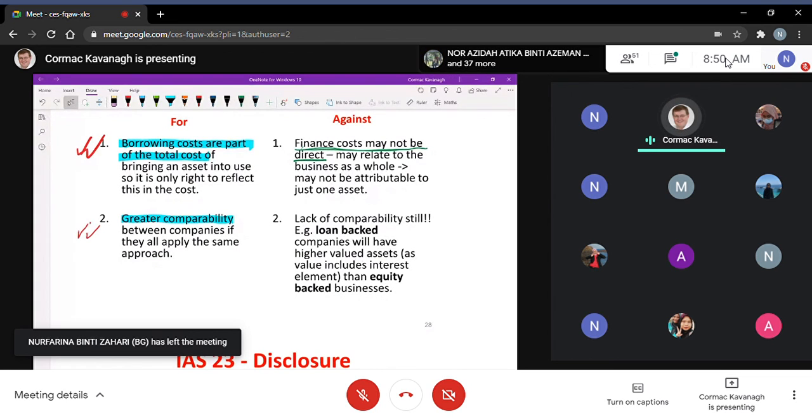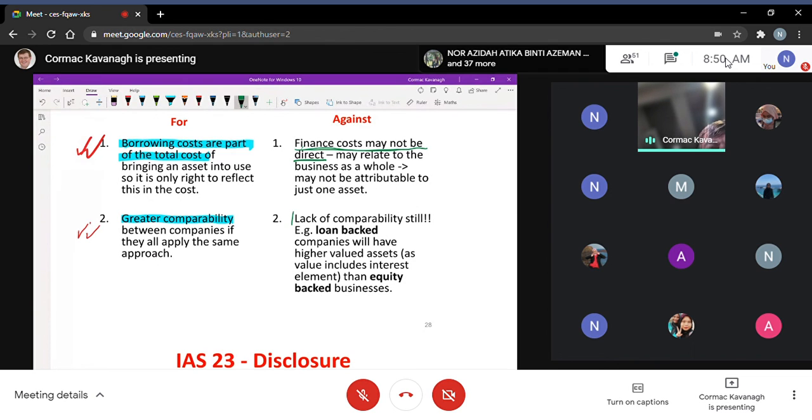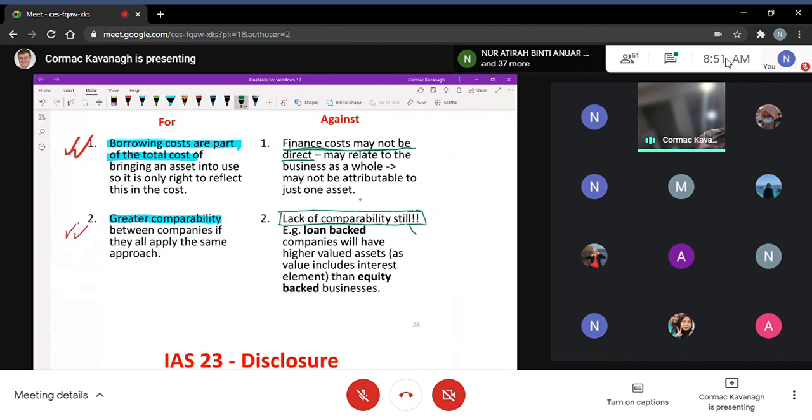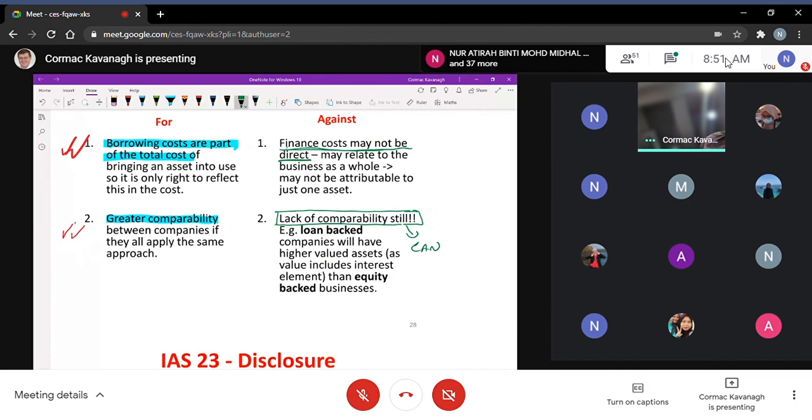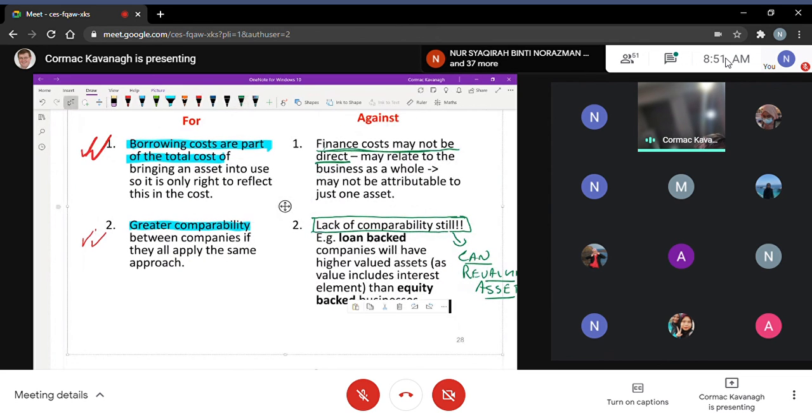There may still be a lack of comparability. If I am totally equity financed, then my cost will be less than yours if you have debt, because you'll be able to capitalize some of your interest. So there's still a lack of comparability. What I would say here, if this is a major issue, then the company should revalue. So we recognize these as arguments against, but they're not very good arguments against. There are good, strong commercial arguments to support the capitalization of interest.